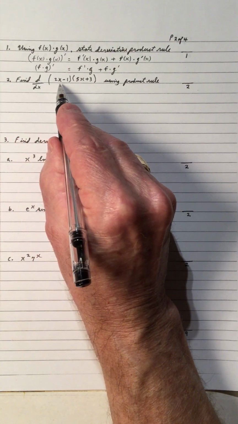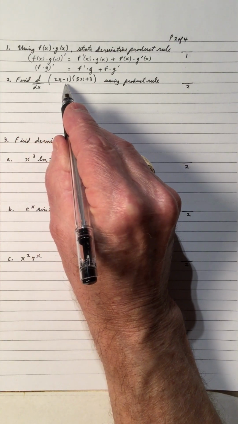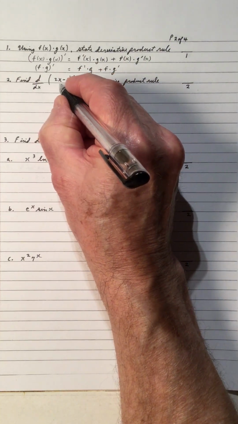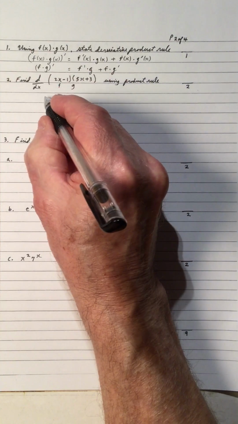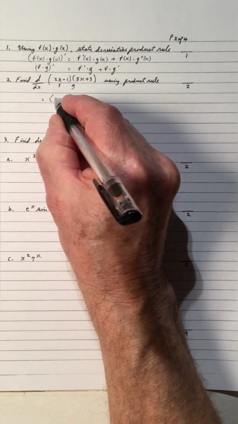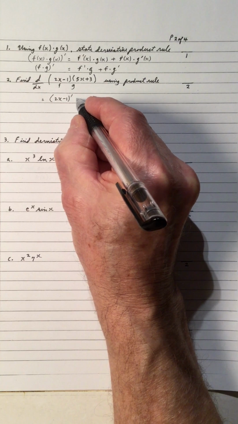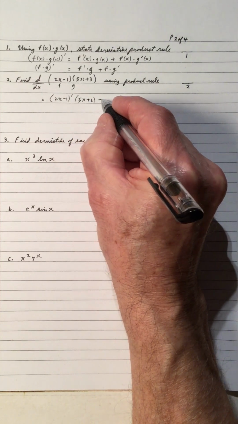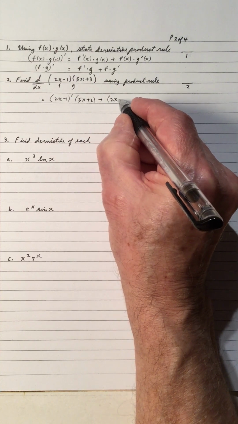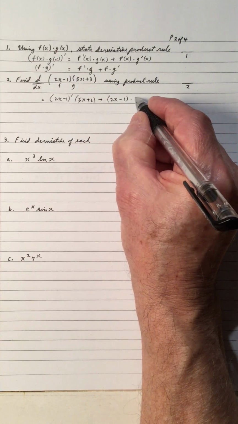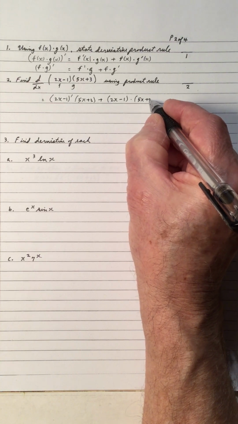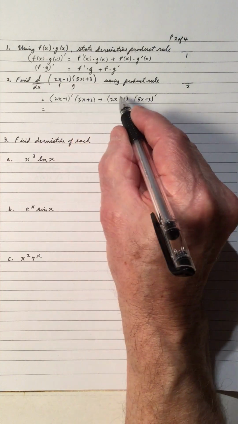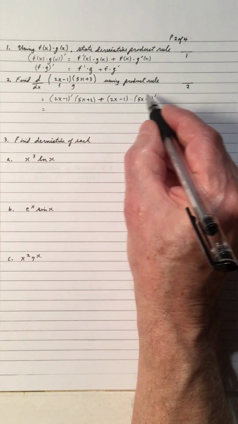Number 2, find d dx of 2x minus 1 and 5x plus 3 using the product rule. If you call this one f and g, the derivative is the derivative of 2x minus 1 times 5x plus 3, add on 2x minus 1 times the derivative of 5x plus 3. So there's f and g, derivative of f times g, and add on f times the derivative of g.